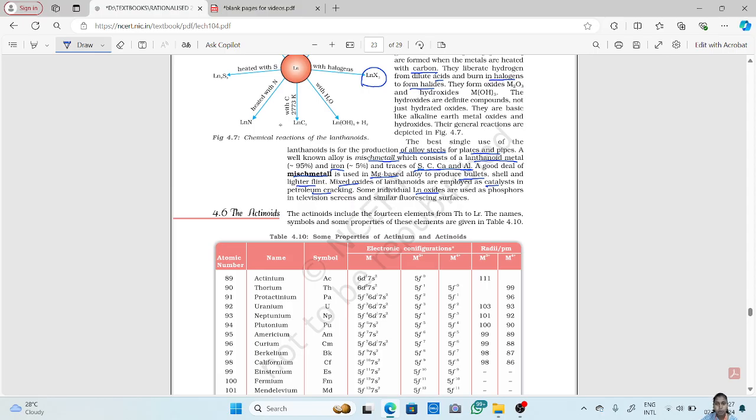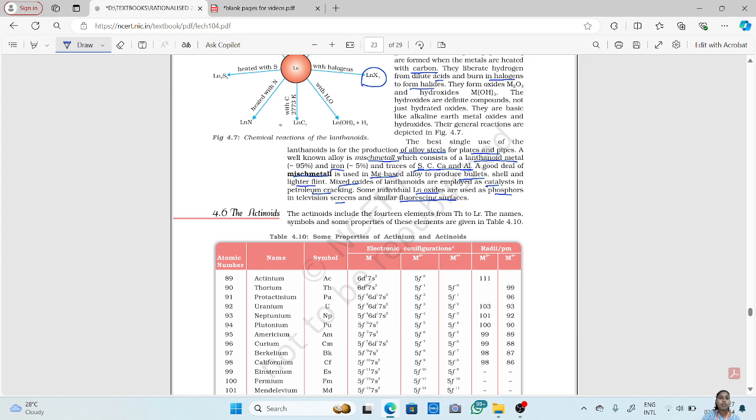But some individual lanthanide oxides are used as phosphors in television screens. Phosphors means a phosphorescent or fluorescent surface on the television screen, on which the rays strike and are reflected to your screen. So some lanthanide oxides can be used as a fluorescent surface.